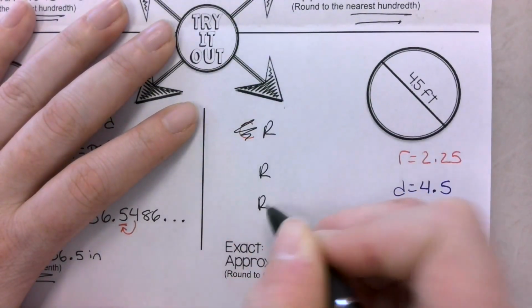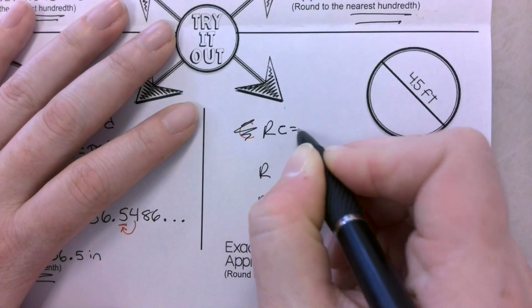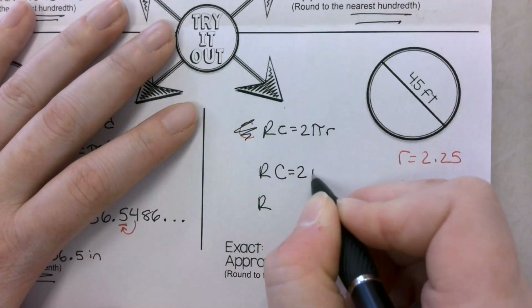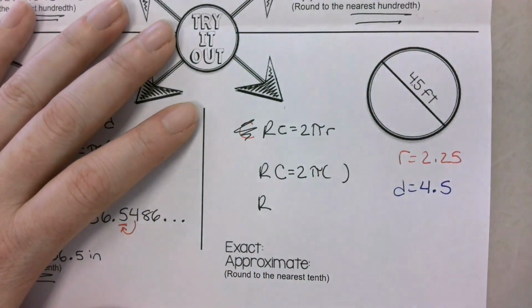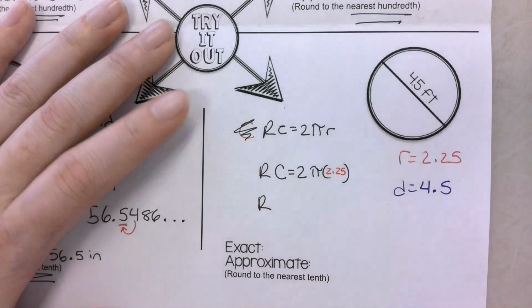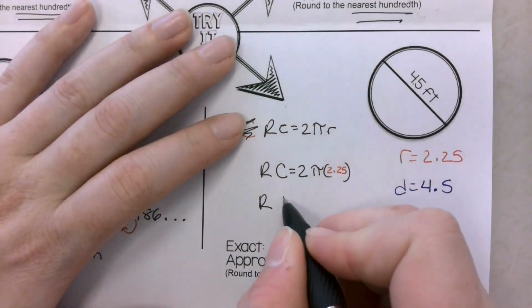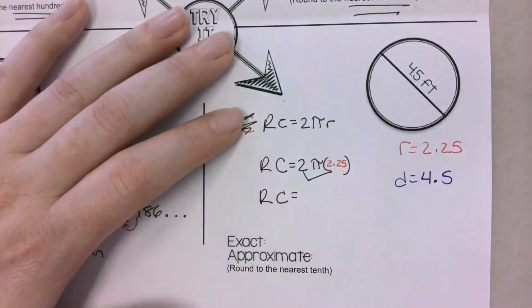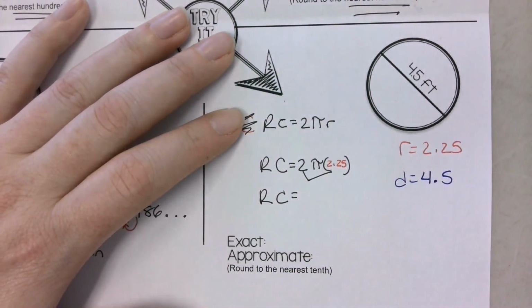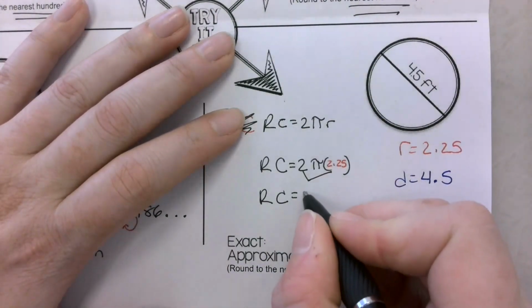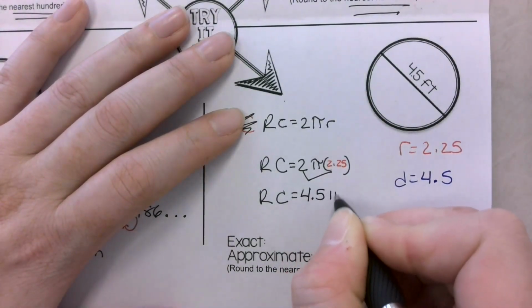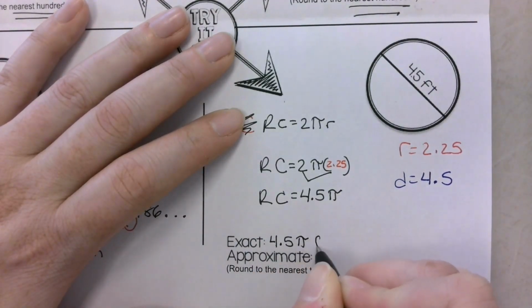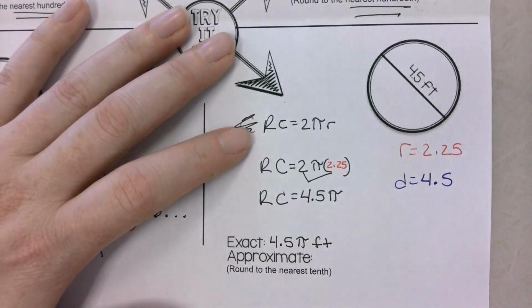Rewrite, replace, recalculate. We're going to rewrite C equals 2 pi r. When we recalculate, we will replace the r with our known radius, which is 2.25. And now when we recalculate to get our exact answer in terms of pi, we do 2 times 2.25, which gives us 4.5. We end up with 4.5 pi. This is our exact answer, and our units are feet because, again, we're just talking about perimeter.